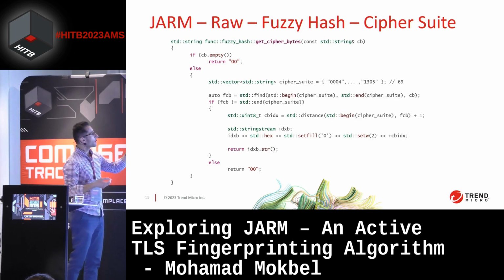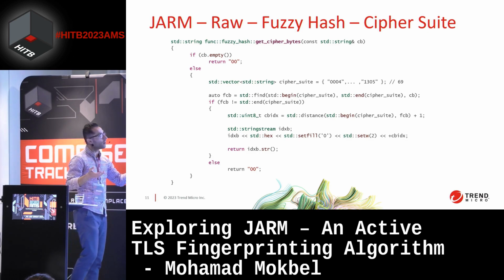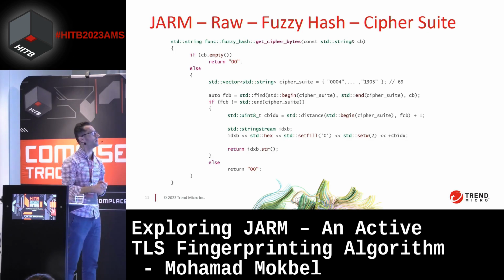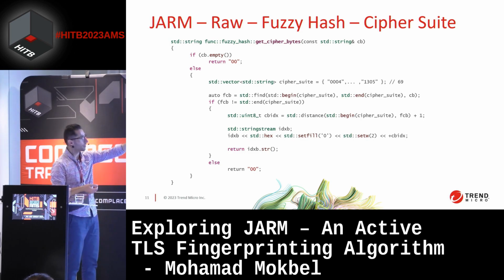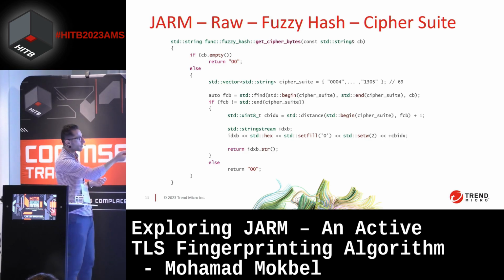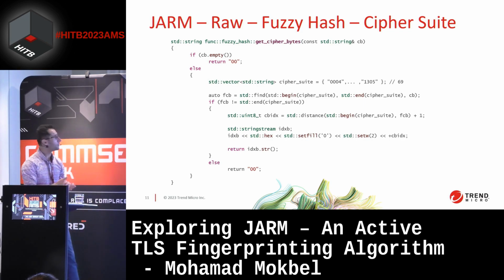And the cipher suite vector holds the types of the entire 69 cipher suites, in a specific order. As you can see here, it starts with 0004 and 1305 and so on. Now you check whether the cipher suite that the server responded with exists anywhere in the array, and then you get the index of it. That's it. If it doesn't, then you return 0, 0. As simple as that. It's very simple, but that's the gist of it.